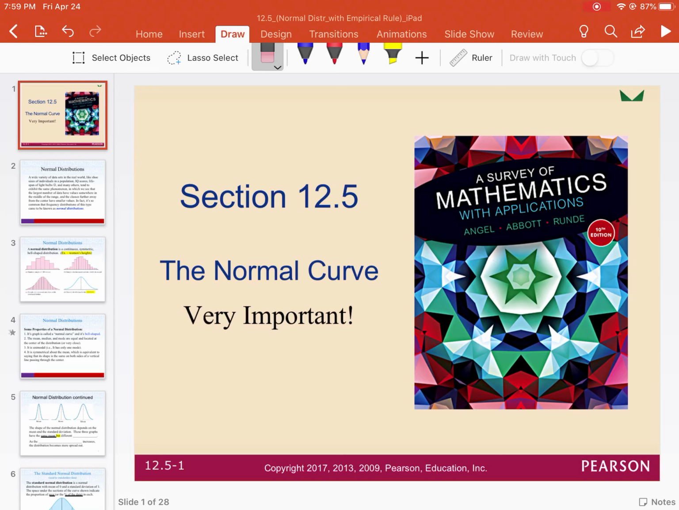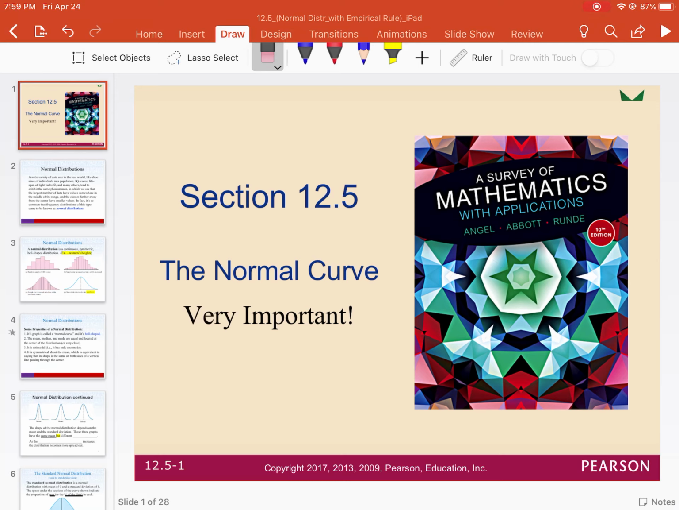So 12.5, last section. We are finishing up, and then we'll have a test in a couple weeks. I emailed you a very important sheet of paper called a Z-score table that you'll need for this section. We'll talk more about that as we get going.